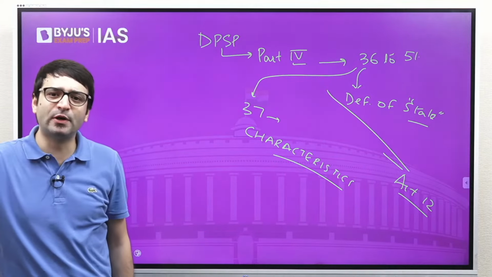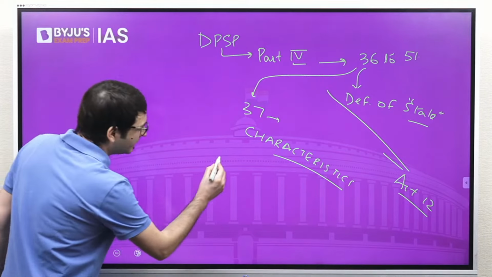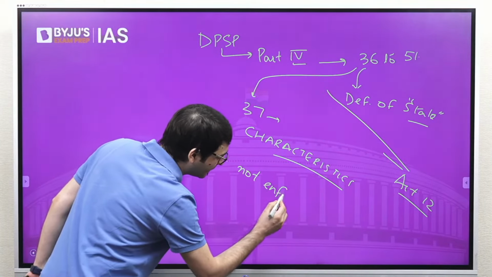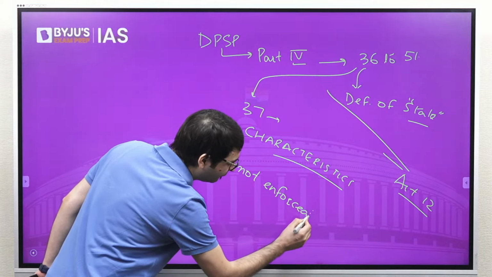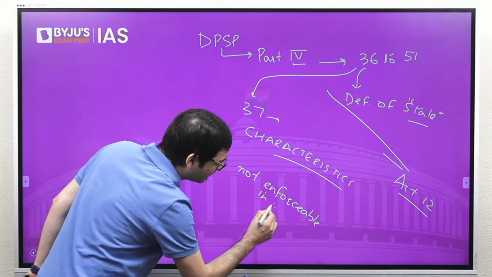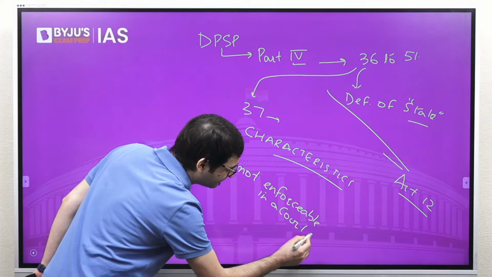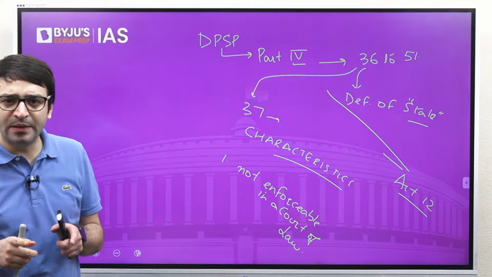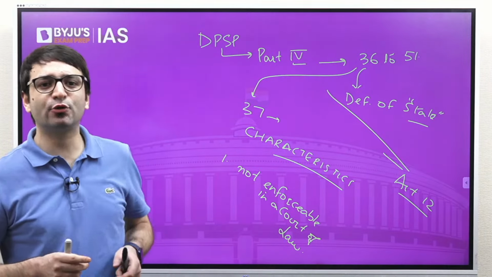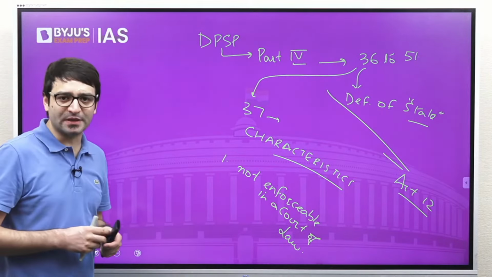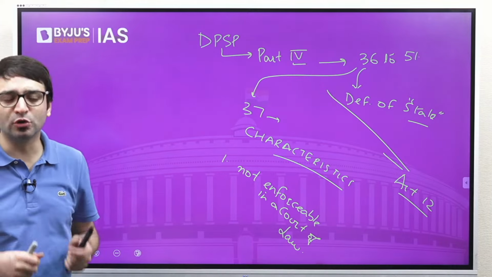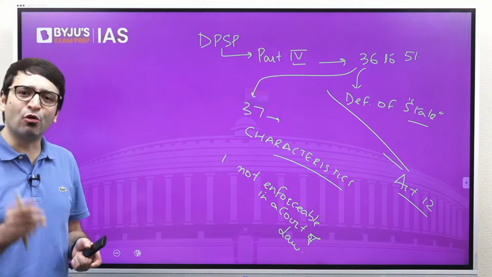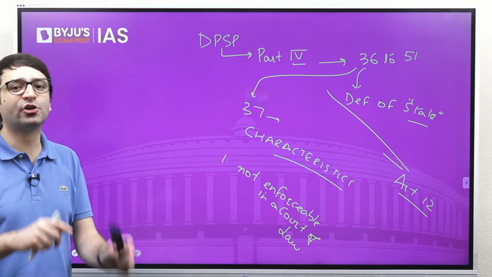Which are these two important characteristics? Number one, DPSPs are not enforceable in a court of law. If your fundamental rights are violated, you can drag the state to the court. But directive principles are not enforceable in a court of law. If these DPSPs are not implemented, you cannot approach the court and ask for the implementation of DPSP.